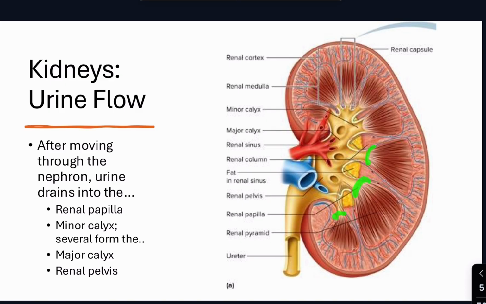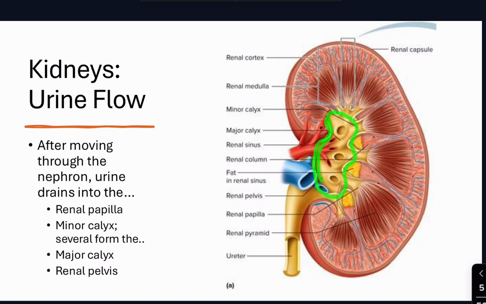From the renal papilla, we're going to see them go into the minor calyx, right? Here are some minor calyces, right? Every renal papilla leads to a minor calyx, and we know that many of these minor calyces are going to form what's called a major calyx, right? Those big ones over here. And ultimately, all those major calyces are going to drain into this whole renal pelvis that we talked about earlier.